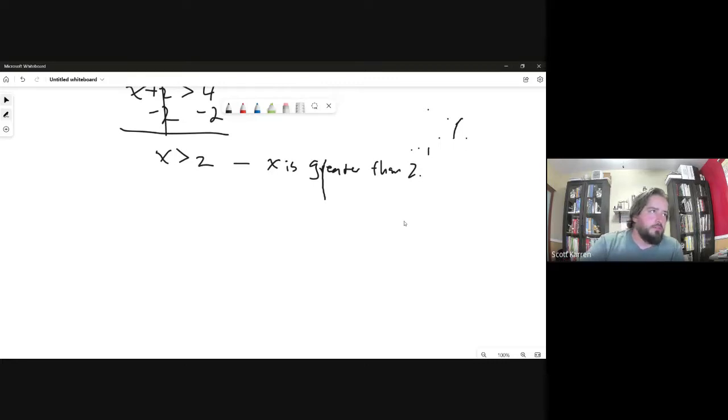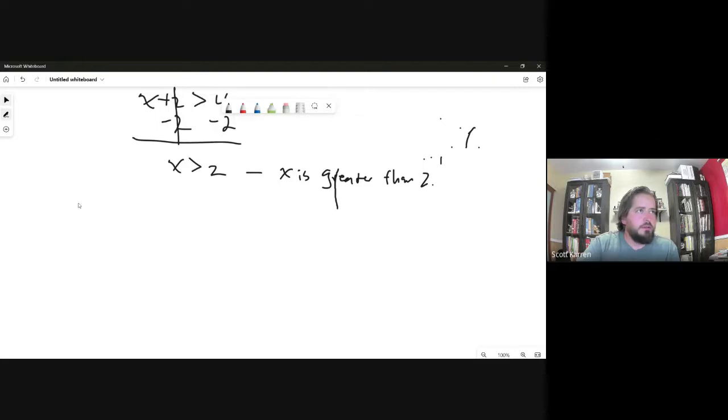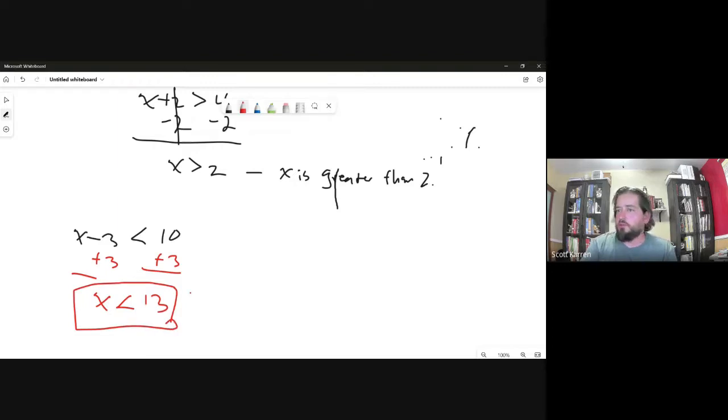So if I have something like, say, x minus 3 is less than 10, it's the same thing. I can add 3 to both sides to isolate the x. In doing so, I have x is less than 13, and I've solved it. This is the inequality that describes all of the values that solve this, anything less than 13.